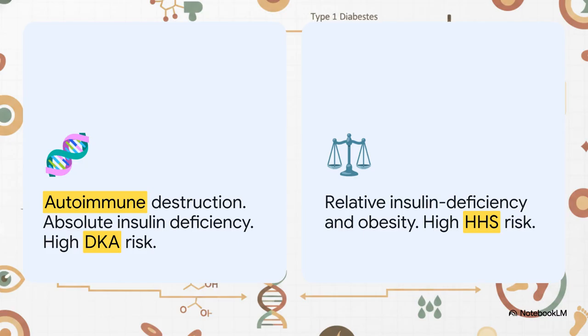Type 2, on the other hand, is driven by insulin resistance with a relative deficiency. You'll classically see this in patients with obesity, acanthosis nigricans, hypertension, dyslipidemia, or fatty liver. And their primary risk, that's going to be hyperosmolar hyperglycemic state, or HHS.